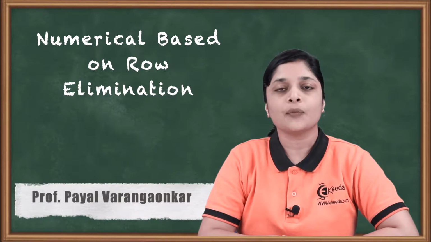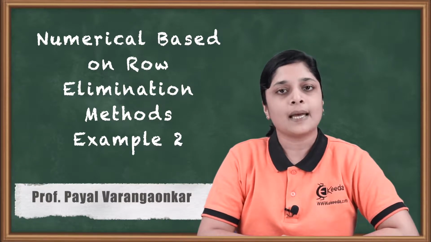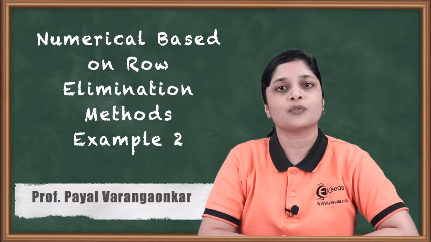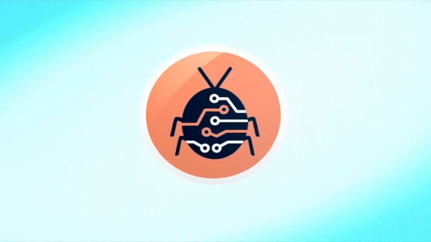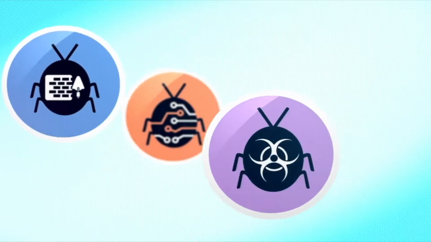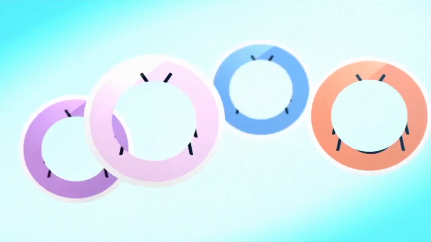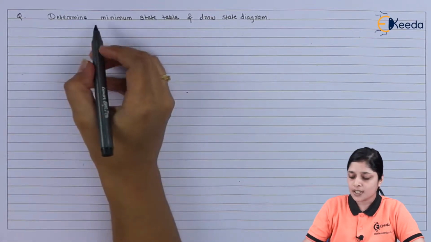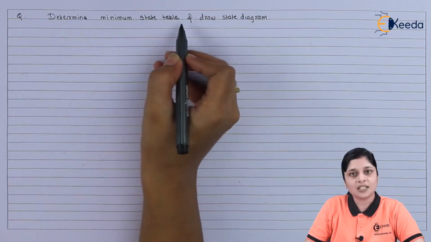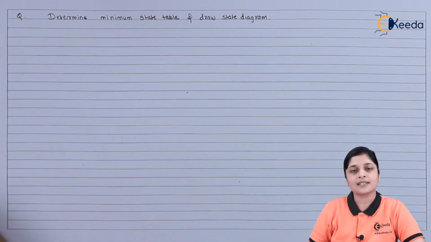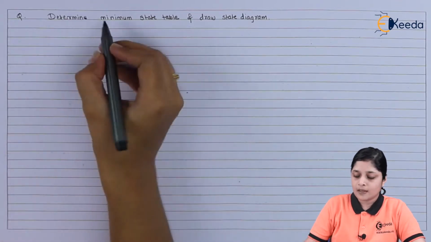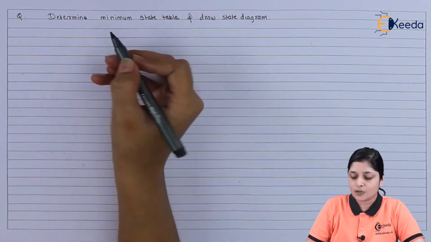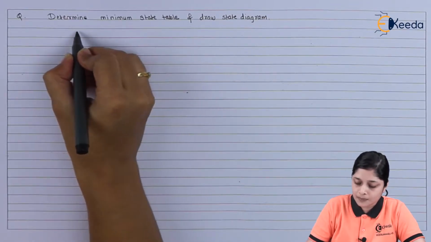Hello friends, now we are going to consider the examples based on the row elimination method. Let's start with the numerical. Your question is: determine the minimum state table and draw the state diagram. The given part is the state table, so we will draw the state table here.